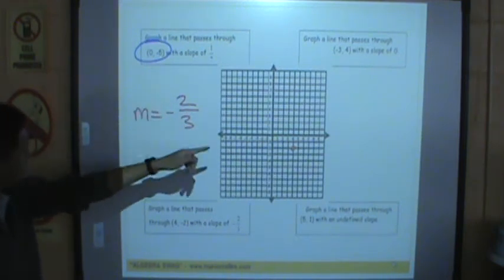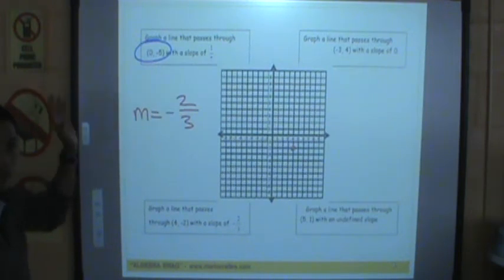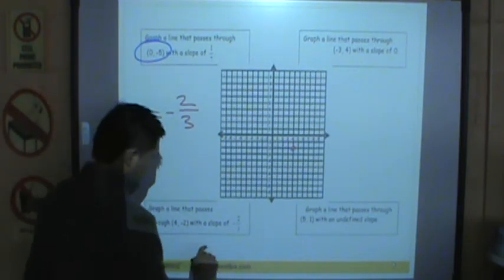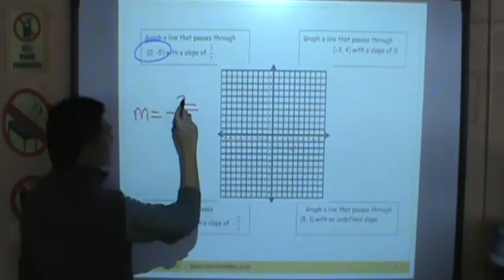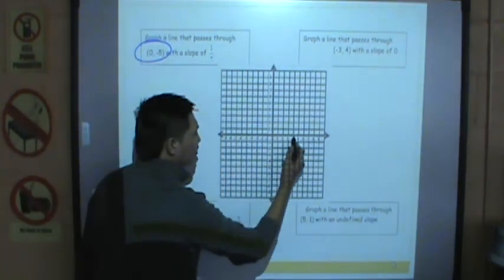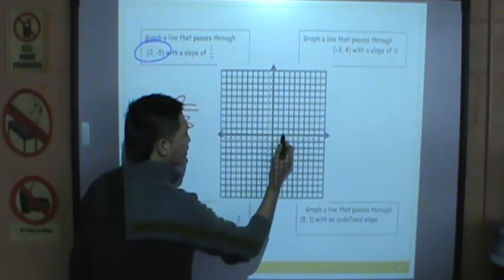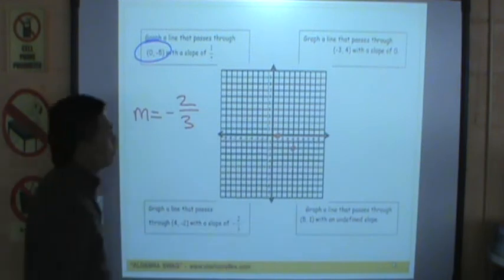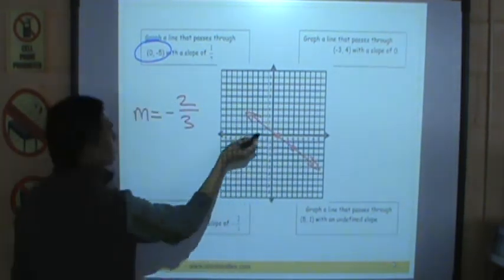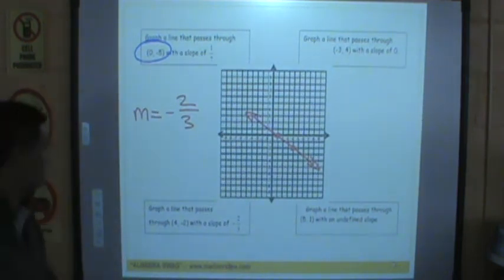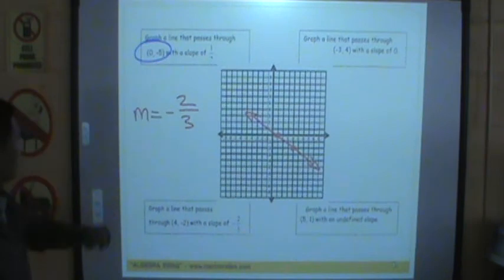That means from the given point you go up twice. Because it's negative, you have to go to the left. Again, you always go up. So here we go. From that point you go up 1, 2, and then 3 to the left. Again, 1, 2, 1, 2, 3. Here you go. And that's going to be your graph when you draw a line passing those 2 points. Okay, now let's go to the third one.